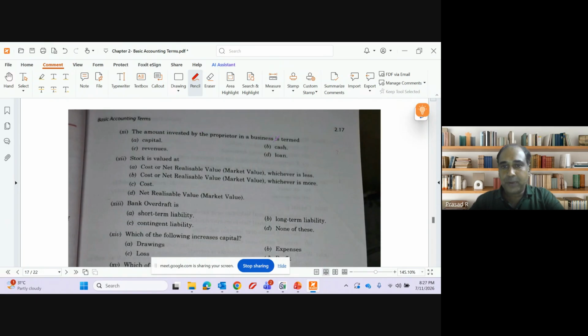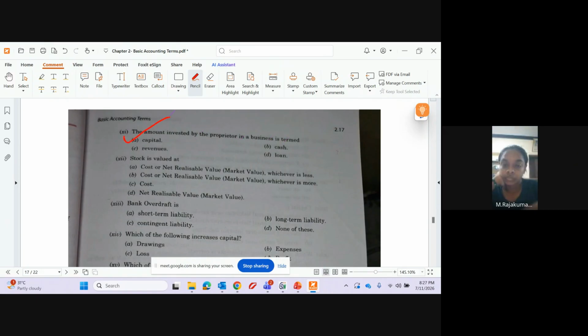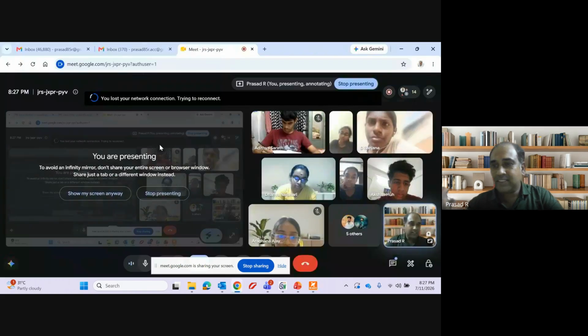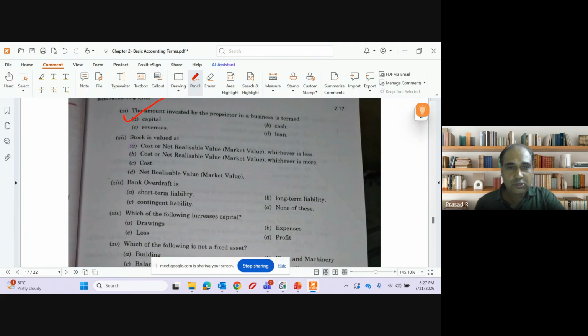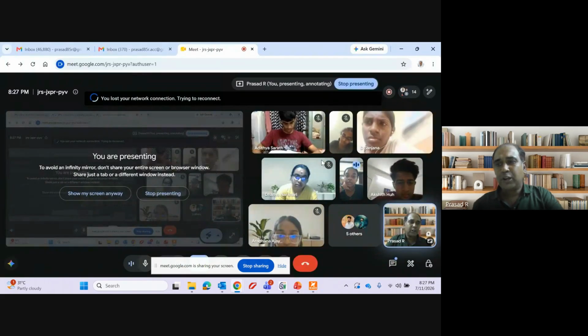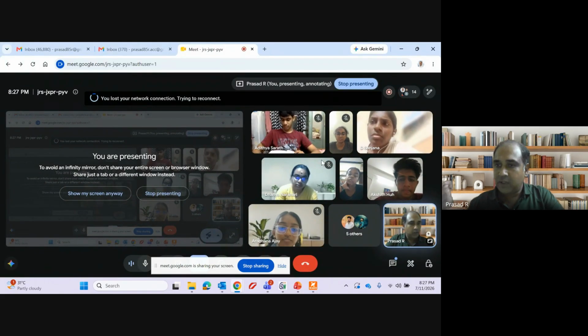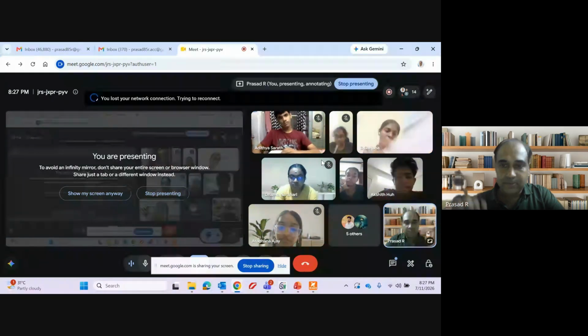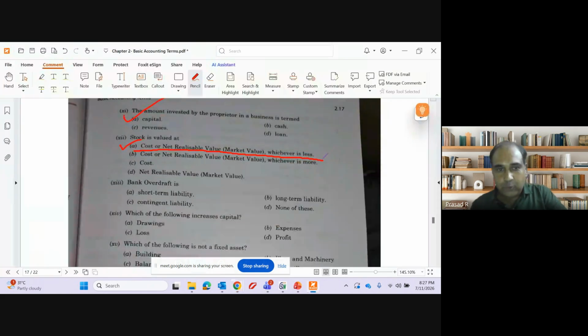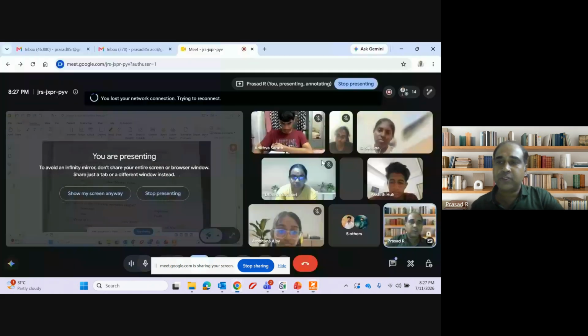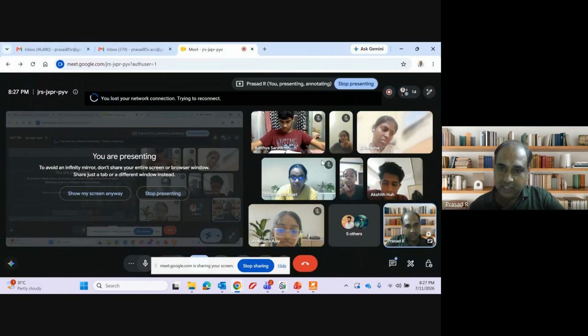The amount invested by the proprietor in a business is called Capital. Stock is valued at cost or net realizable value, whichever is lower. It's a very technical concept, not at all relevant at your level. It is a CA Inter-level concept, not even CA Foundation level. For now, you can just remember cost or net realizable value, whichever is less. Clear?